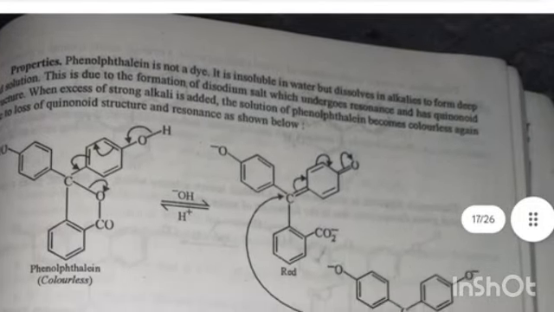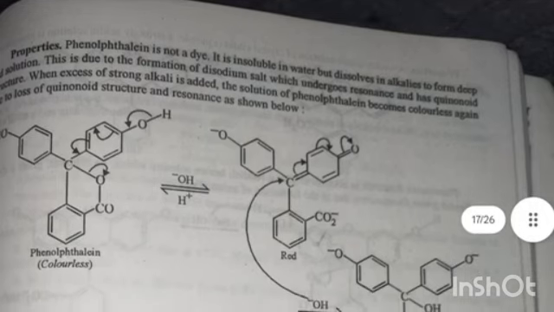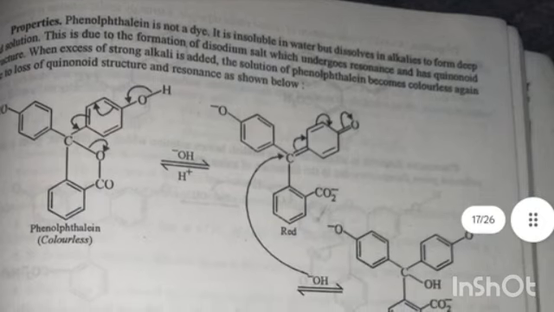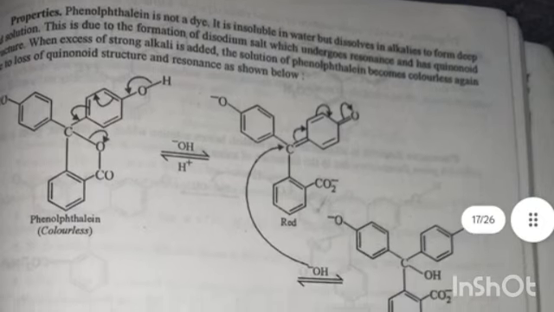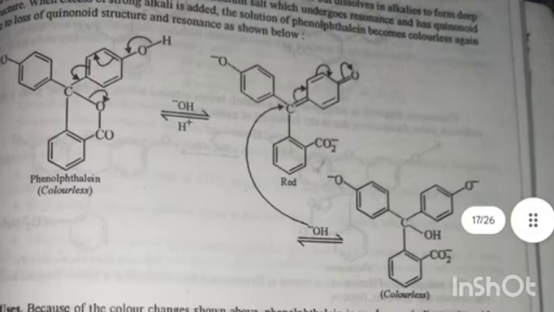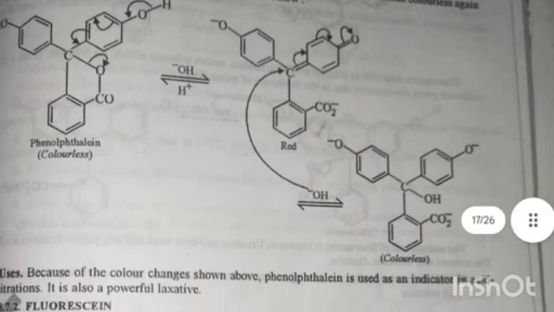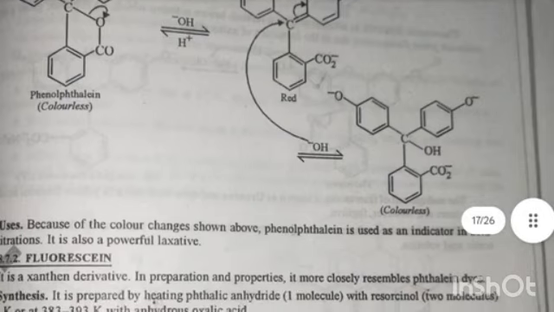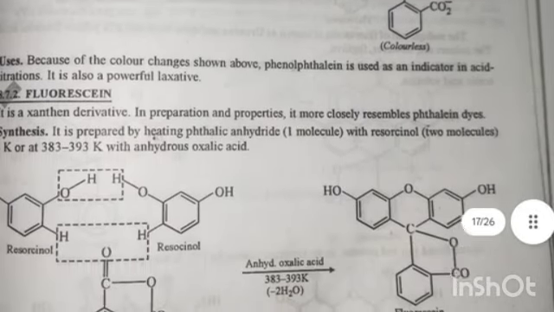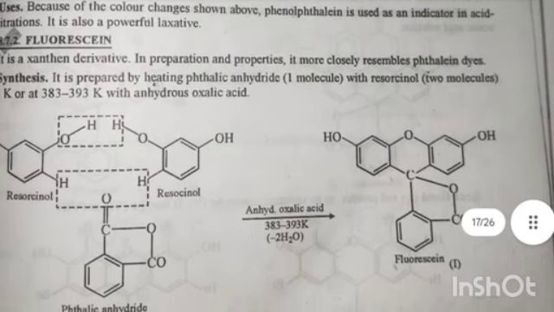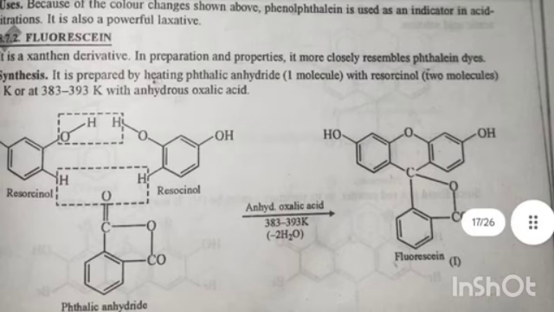Properties. Phenolphthalein is not a dye. It is insoluble in water but dissolves in alkalis to form a deep red solution. This is due to the formation of the disodium salt, which undergoes resonance and has quinonoid structures. When excess strong alkali is added, the solution of phenolphthalein becomes colorless again due to the loss of the quinonoid structure and the resonance, as shown below. Phenolphthalein, when oxidized and hydrolyzed, changes its color from red to colorless. Uses. Because of the color changes shown below, phenolphthalein is used as an indicator in acid-base titration. It is also a powerful laxative.